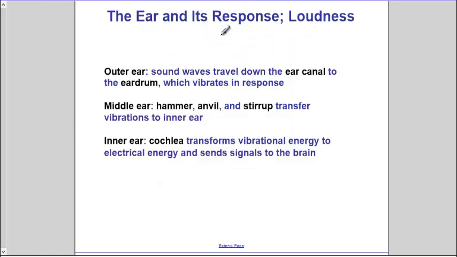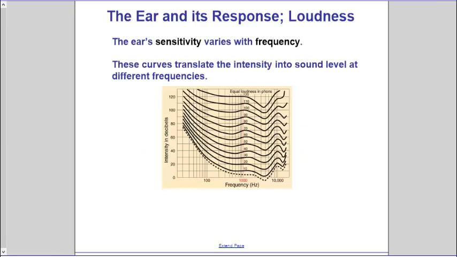So our ear and its response to loudness, again, we have these structures. As we stated before in the slide, sometimes it's better to see where they're located before you read about them. You can read this on your own. And our ears' sensitivity, what we can hear, varies with frequency. So our ears are more sensitive to lower frequencies.